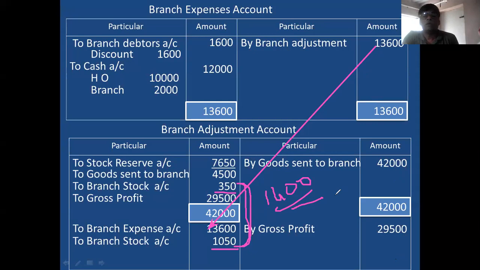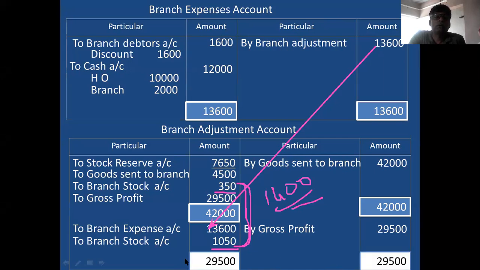Remaining, this is the point you remember. Now the problem is over. You close the account and ascertain the profit. 29,500 is the total, so the difference is net profit, that is 14,850. 14,850 is the profit. In this way, you ascertain the profit. I'll explain one more problem and you solve that problem at home.